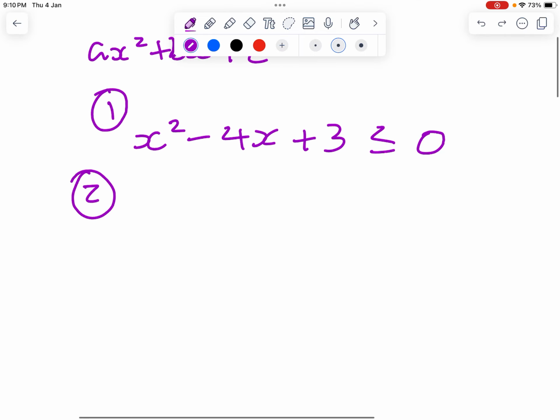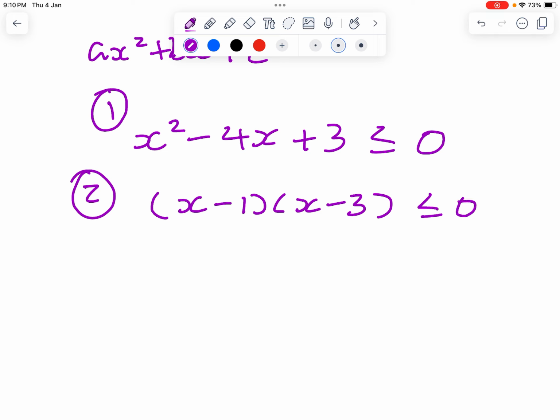So if you factor it, you get the x-intercepts, which are x minus 1, x minus 3. And then we can say x is equal to 1 and x is equal to 3.